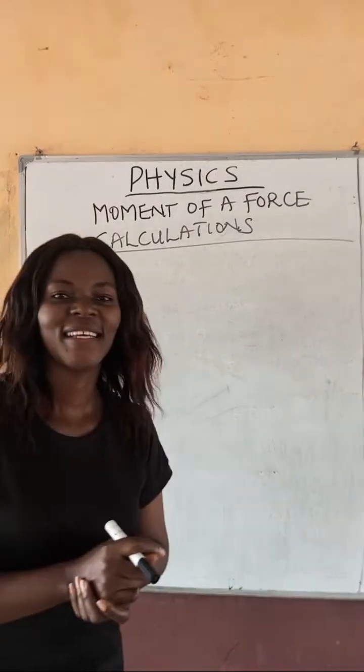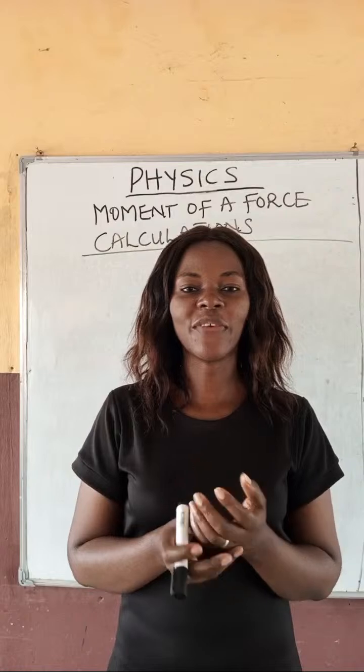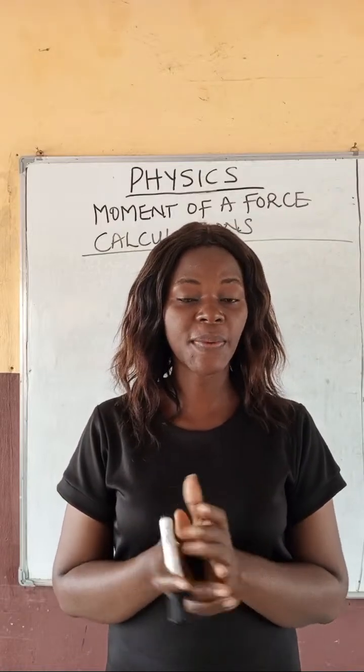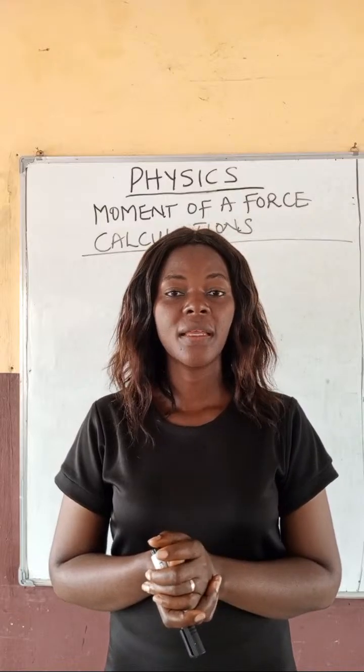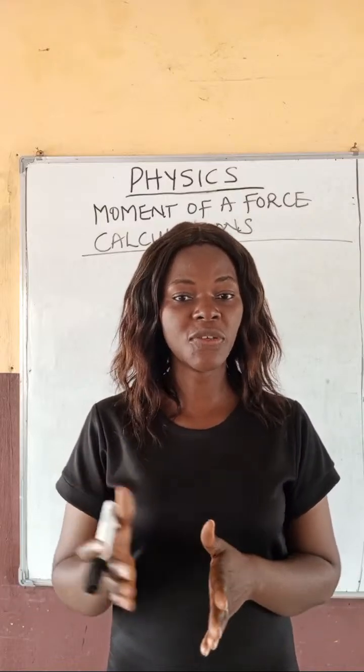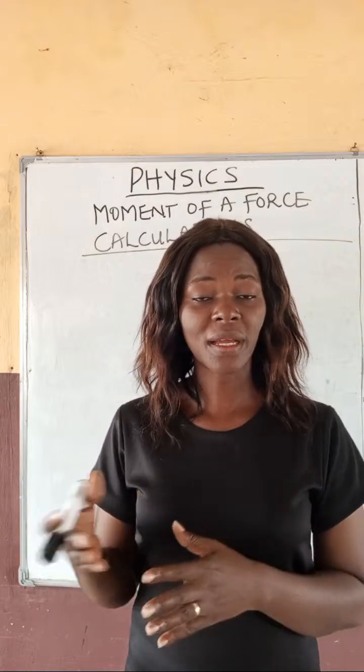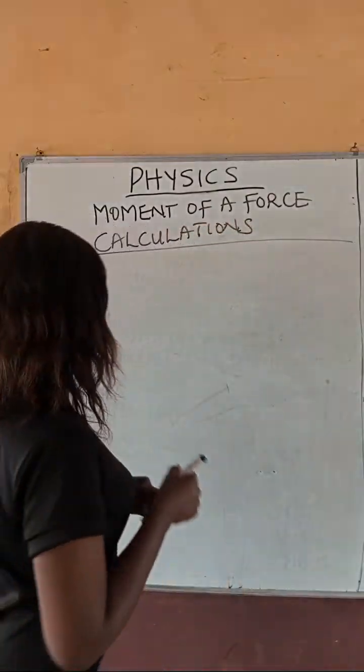All right. Previously, we did the moment of a force, and we defined moment as the product of force and its perpendicular distance. Now, how do I explain that? Let me use an illustration to explain what is moment and how we can calculate moment.